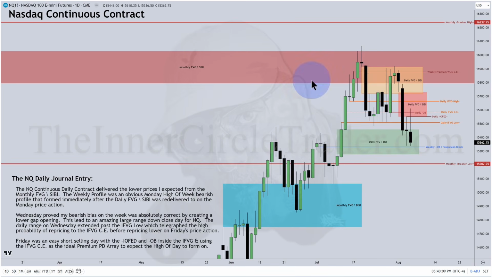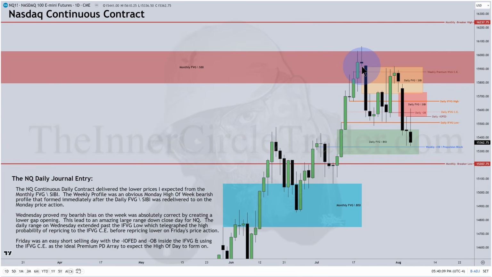forms at what part of this monthly fair value gap SIBI? So in other words, between this range high and this range low from the monthly chart, where is this SIBI forming? In the lower half of it. Did you notice that? High to low, that pink range. Halfway point's about right here.